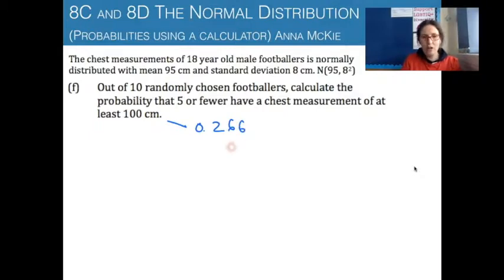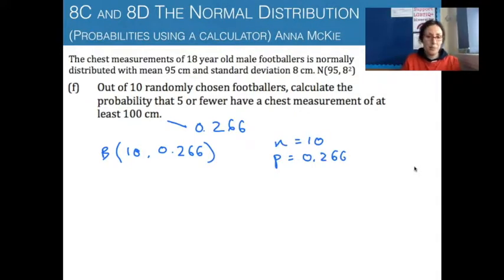0.266. So that's the chance of one footballer, or a randomly chosen one, having a chest measurement of at least 100. We now want to know, if we have 10 in a room, what's the chance of 5 or less, so we could have 4 or 3 or 2 or 1 or none, having that chest measurement. You'll get used to these types of questions with some practice. So what we actually need to define is a binomial distribution with 10 as our number of trials, if you like, or people, and the probability is this 0.266. I'll just write that there: n is 10, probability is 0.266.